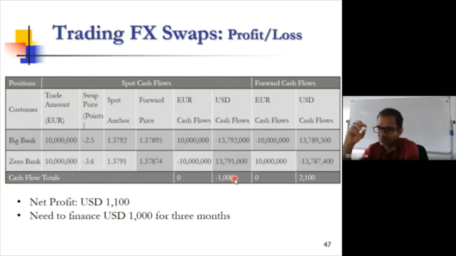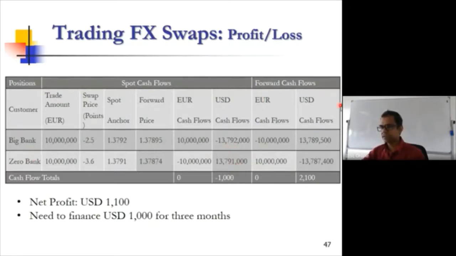So on the spot date, there's a shortfall of $1,000. You need to fund this because to buy you have to pay 13,792,000, whereas you receive only 13,791,000. So there's a shortage of $1,000. You need to finance this position for a 3-month period, because these two transactions are for a 3-month period.